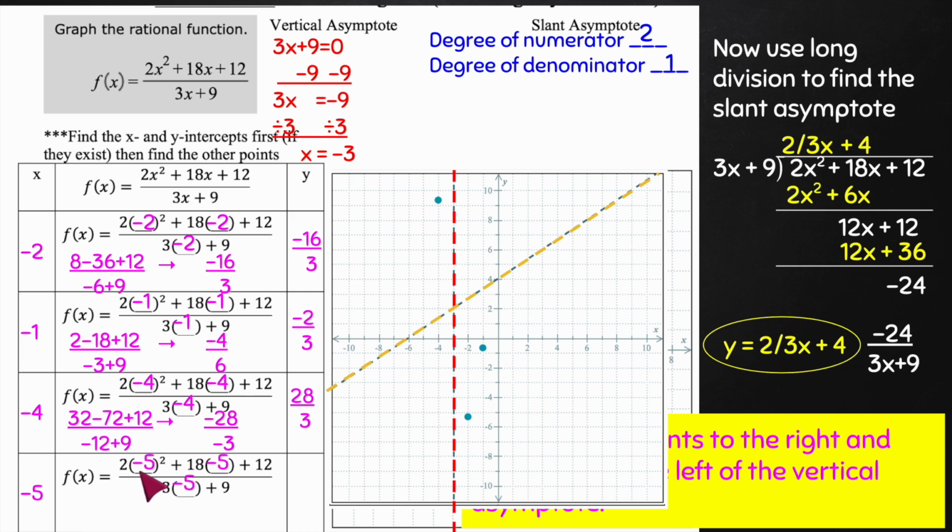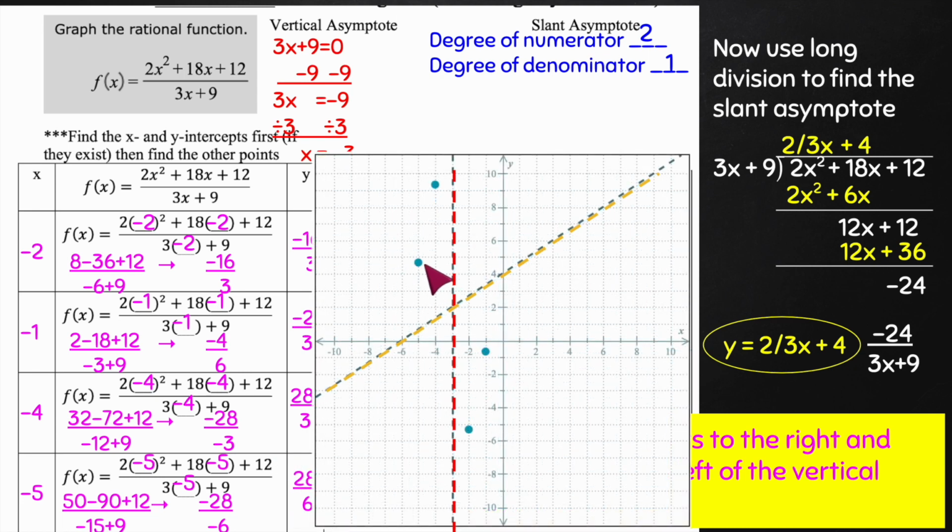And then I have my last one. So -5 squared, that's 25 times 2 is 50. 18 times -5 is -90. The 12 drops down again. And then 3 times -5 is -15 plus 9. When I add across the top, I get -28 over -6. So again, the negatives cancel, and I could have also reduced that. I don't know why I didn't. I could have divided both by 2 and gotten 14 over 3. So I'll definitely fix that after this video. It's not a big deal because it still graphed it correctly when I typed it in. It really doesn't matter if you reduce the fraction or not. It's still going to graph it just fine for you.